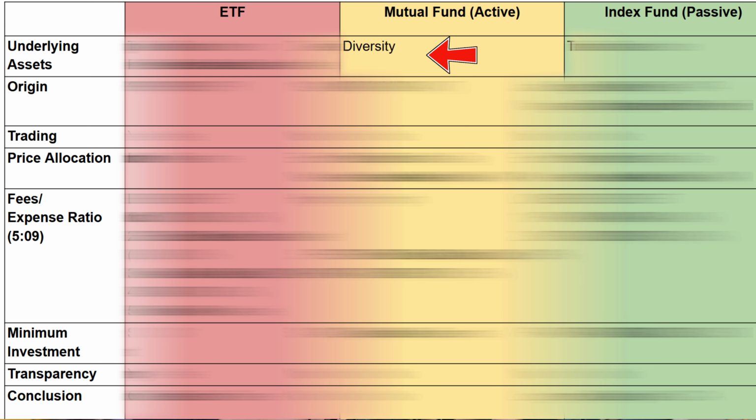That's why mutual funds are more diverse. There are around 7,000 mutual funds in the US. Every index fund is a mutual fund, but not every mutual fund is an index fund. And mutual fund managers will deploy different strategies to beat the market.